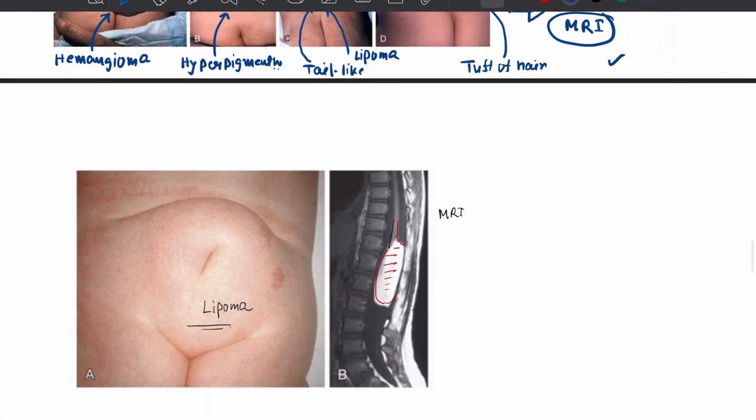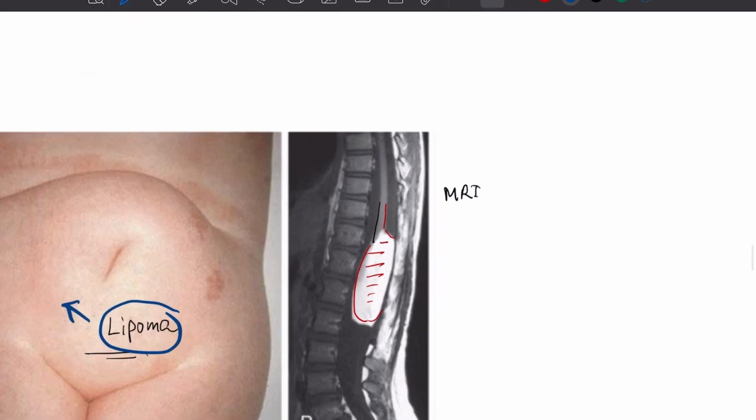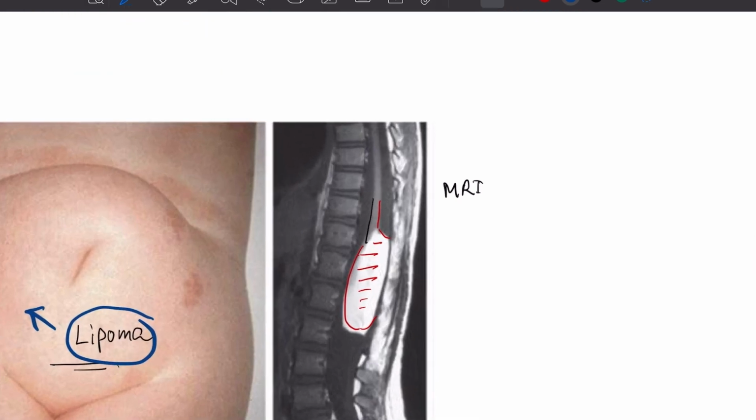We can see another example here, some lipoma, and in the MRI we can see this is the lipoma part, which is involving the spinal cord as well as going outside, involving this part as well. So there is lipoma outside, but it also involves the spinal cord. That is, some spinal malformation is also present here.